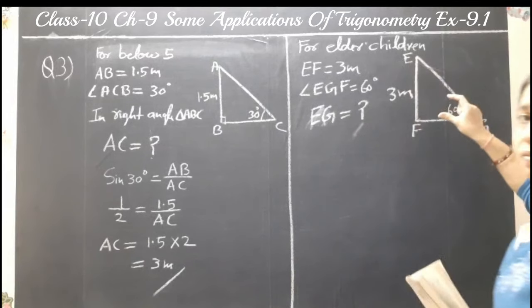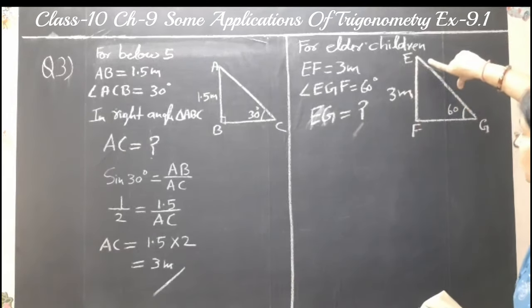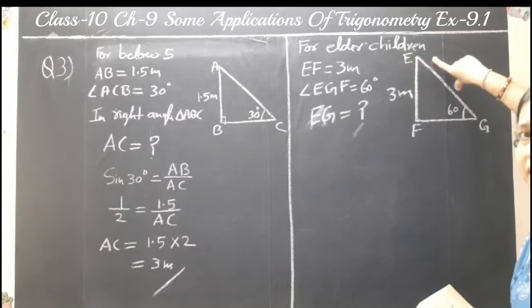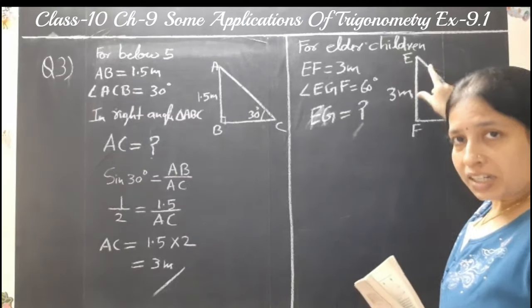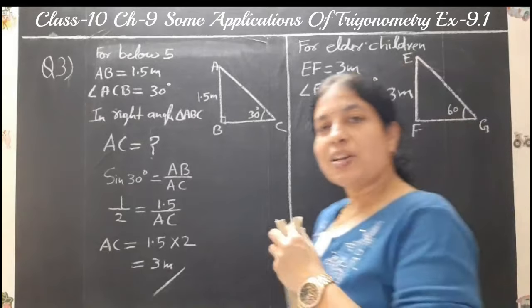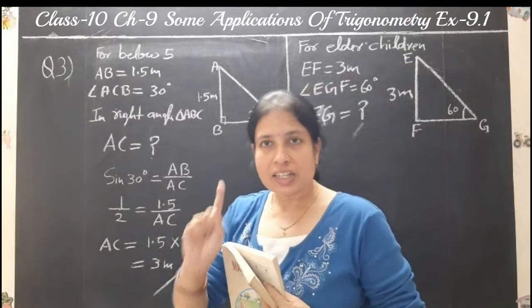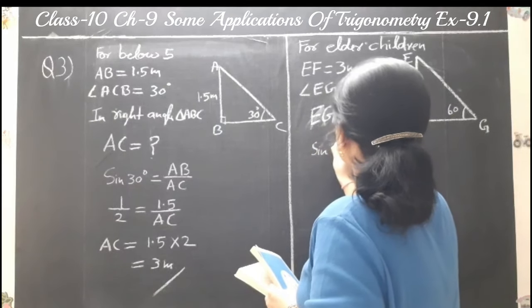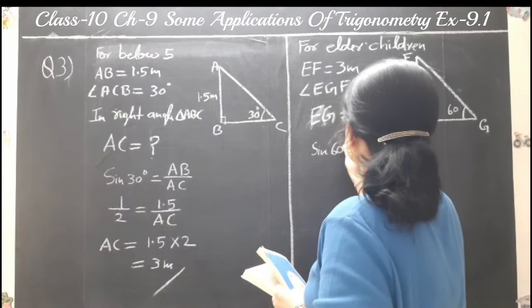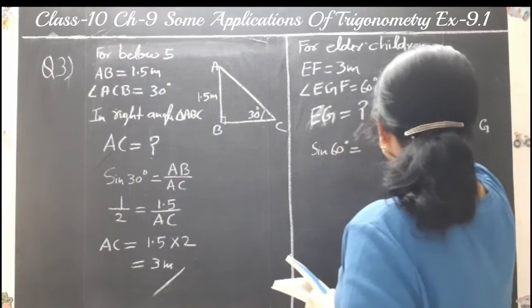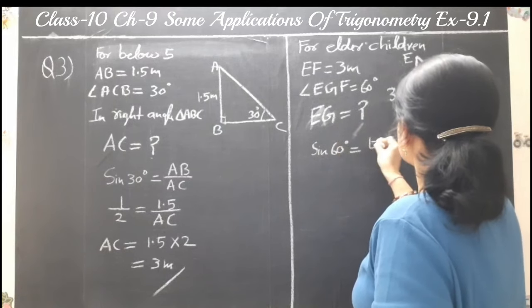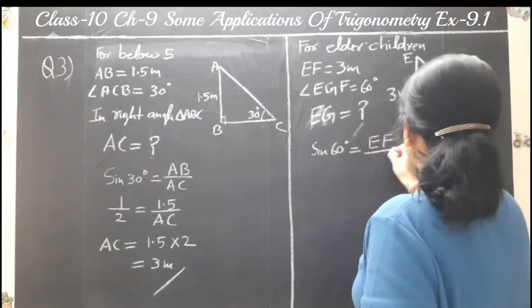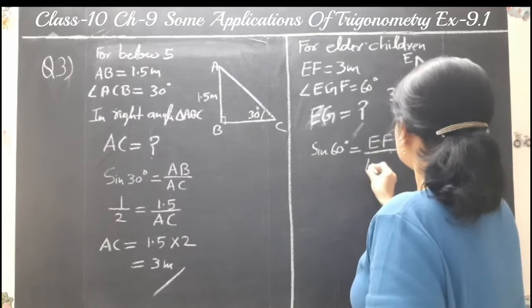So here, what is the relation between hypotenuse and perpendicular distance? Yes, perpendicular distance divided by hypotenuse is called sine theta. Again use that. So sine theta, here theta is equal to 60 degrees. So write sine 60 degrees is equal to, here perpendicular distance is EF and it is divided by hypotenuse, that will be EG.